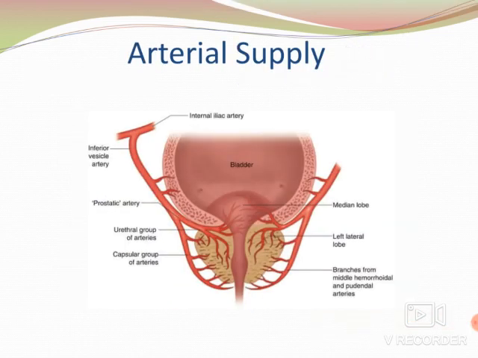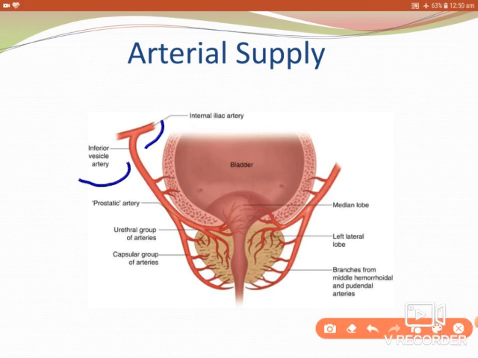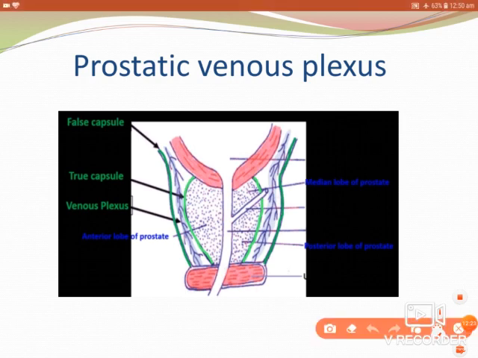Now coming to the blood supply, the arteries supplying the prostate are: here you can see the inferior vesical artery, a branch from the internal iliac artery, and branches from the middle rectal and internal pudendal arteries. These are all branches of the internal iliac artery. Venous drainage is through the prostatic veins, which drain into the internal iliac veins.